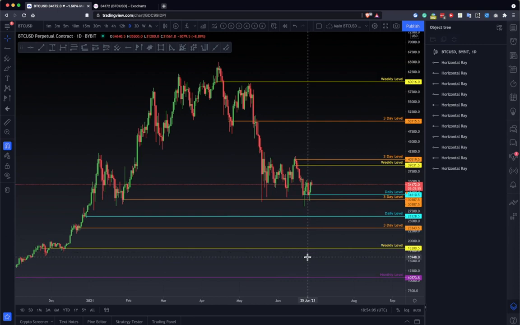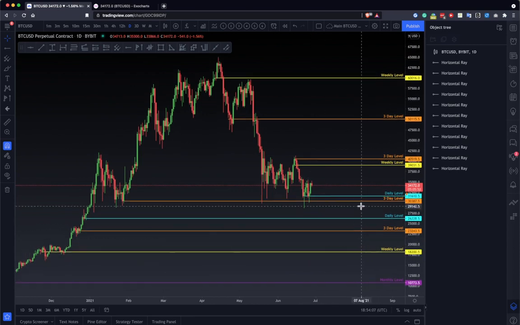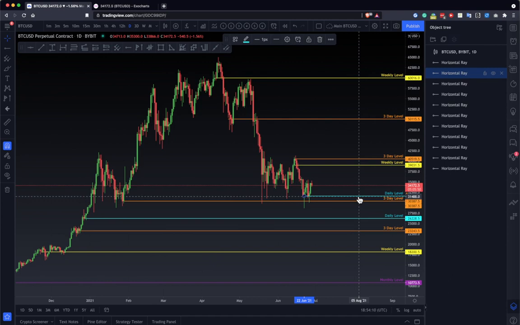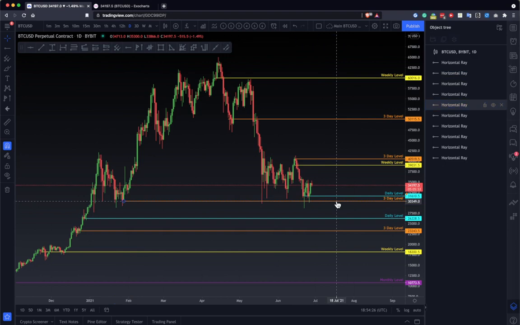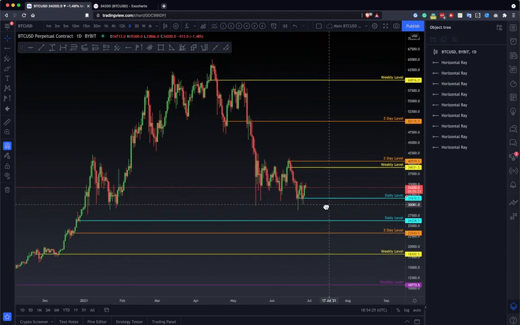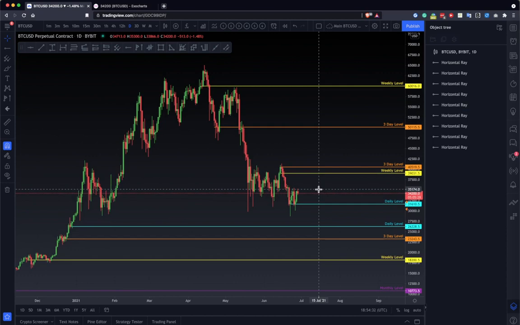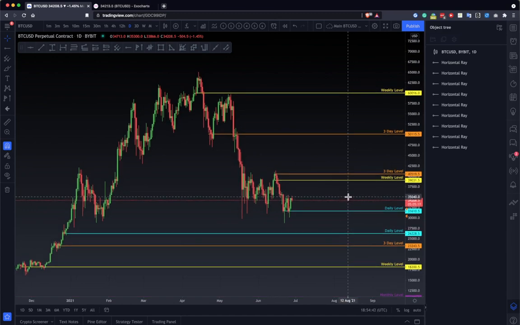I will keep the lower weekly here, and yeah, I believe if we lose this daily this time, then we likely go down at least to this 26k range. So I don't believe that we're gonna get another swing failure here. That's likely, but I don't want to have a messy chart. So I will keep these two for now.